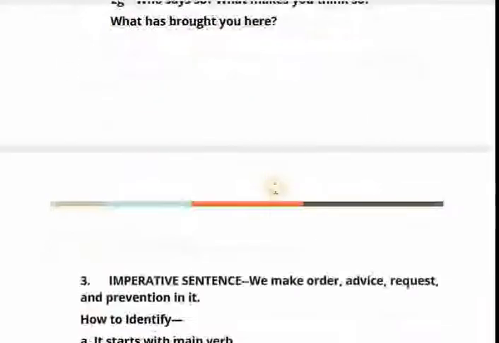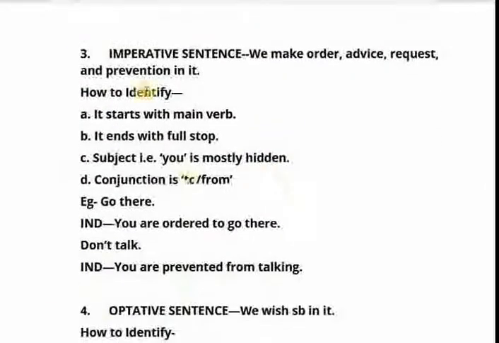Let's move on to type 3. The third type of sentence is the imperative sentence. In this sentence, we make an order, we give advice, we request somebody, or we prevent somebody or something to be done. But how will you be able to identify it?